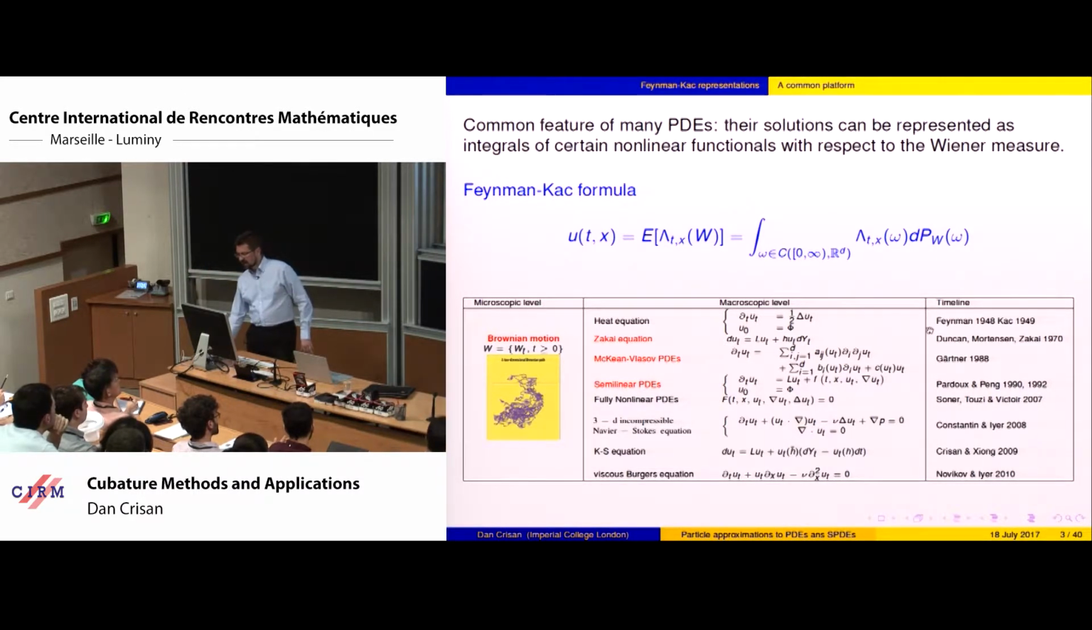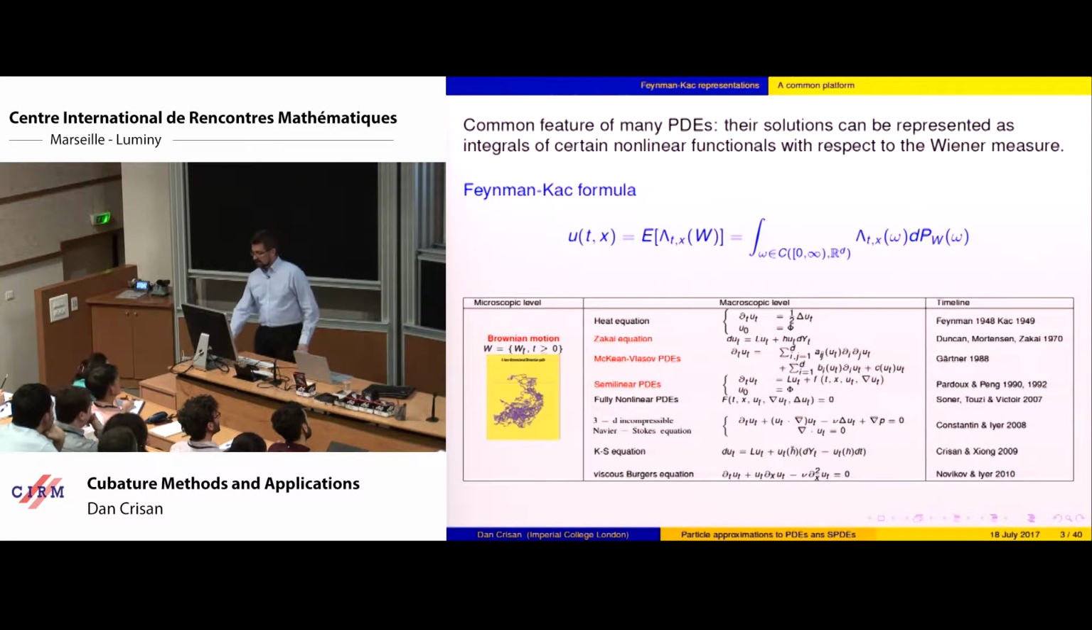Okay, so let me come back to this. In abstract form, the Feynman-Kac representation is simply a representation of the solution of the PDE or the SPDE in terms of an expected value. So this is an integral over the path space. You take the Wiener measure, right? And then you have a functional which you integrate with respect to the Wiener measure on the path space, on the set of continuous paths.